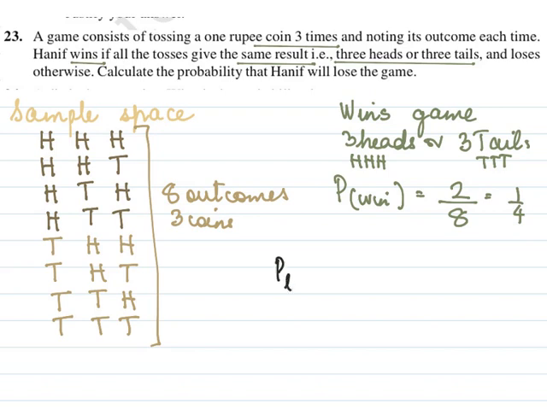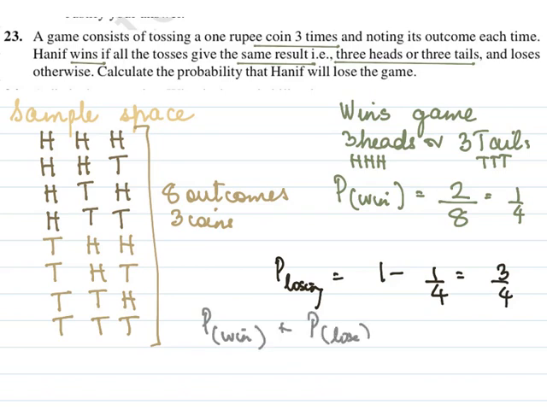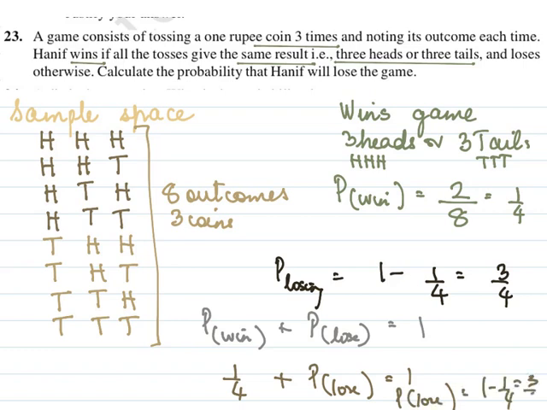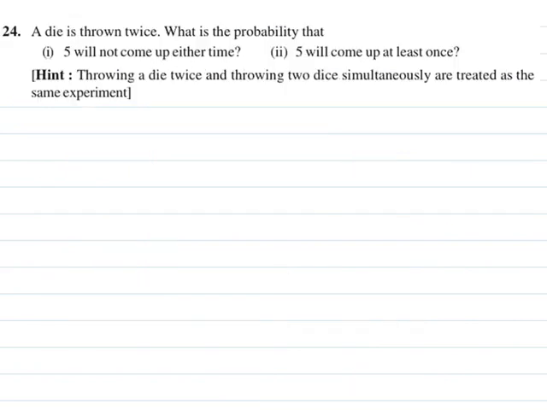So if you want to find the probability of losing, it will be 1 minus 1 by 4, which is 3 by 4. Let's go over that again. Probability of win plus probability of lose equal to 1. We have seen the probability of win is 1 by 4. So 1 by 4 plus probability of lose equal to 1. So the probability of lose equal to 1 minus 1 by 4, which is 3 by 4.